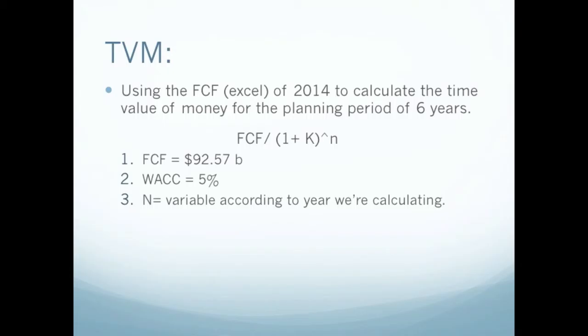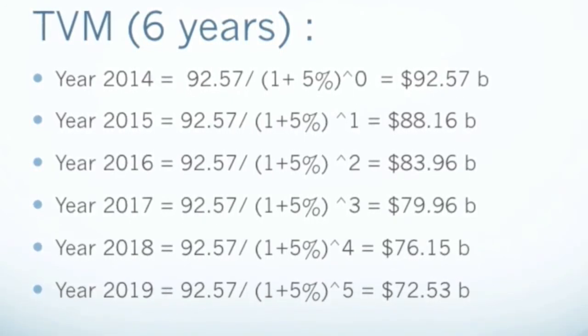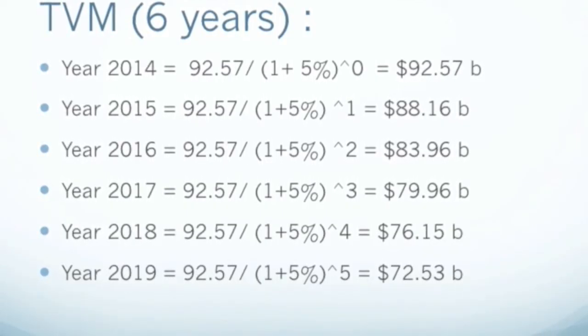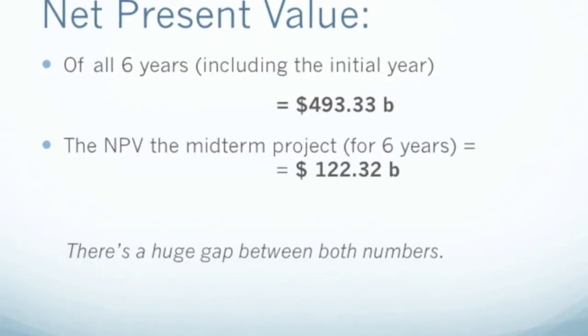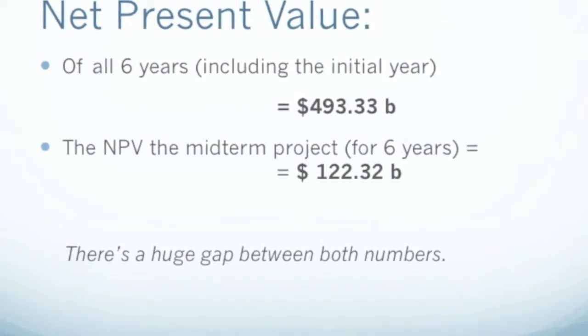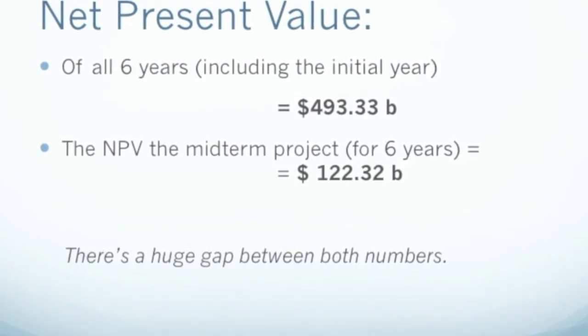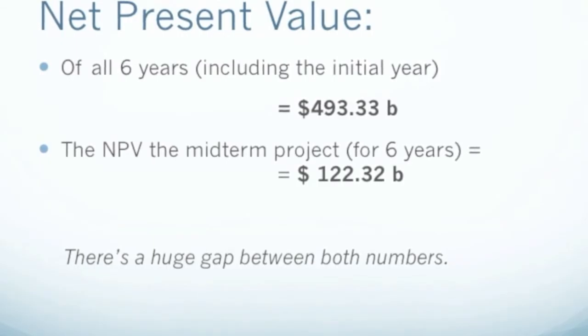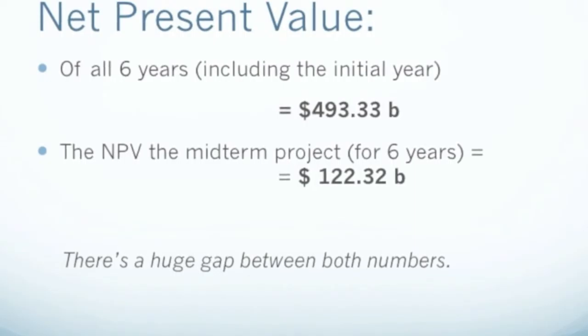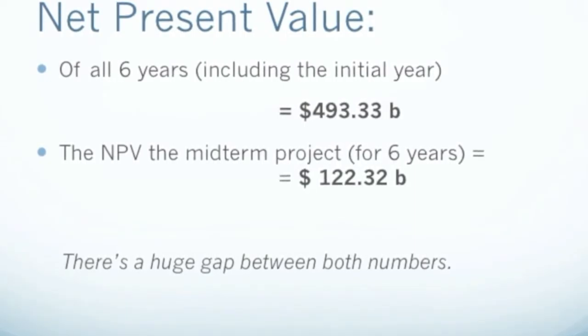Since the free cash flow is different, the discounted cash flow will also be different in both methods. The automated calculation resulted in a net present value of $493.33 billion for a period of 6 years, including the initial year. However, the net present value of the manual method included the time value of money for a period of 6 years only, and was only $122.33 billion, also including the initial year.